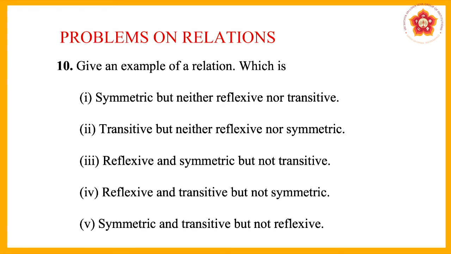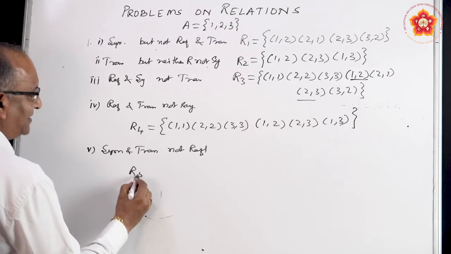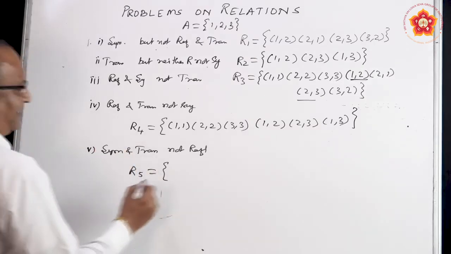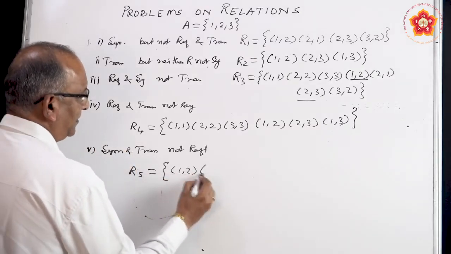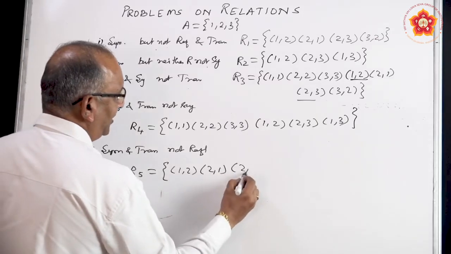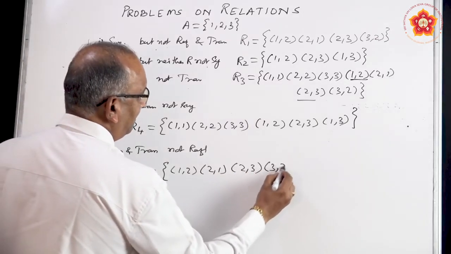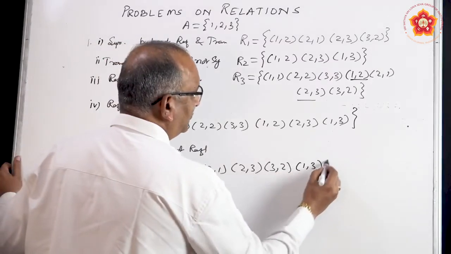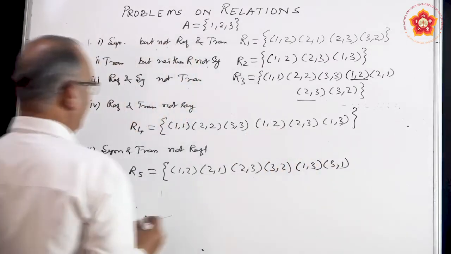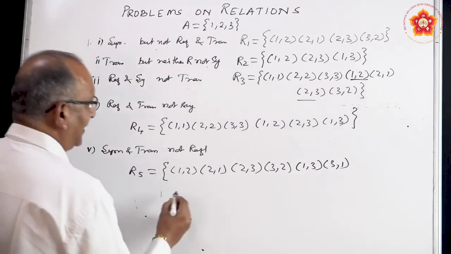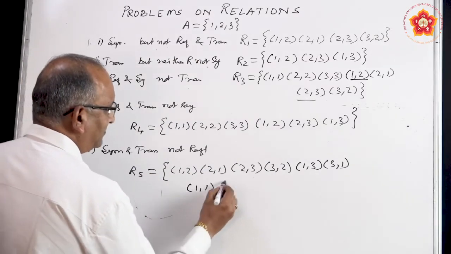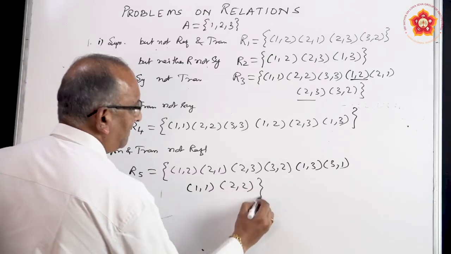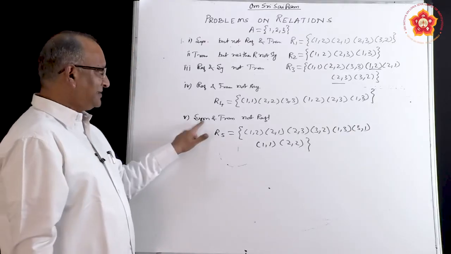Not reflexive. So write this as R5. Symmetric. So we can say (1, 2), (2, 1), (2, 3), (3, 2), (1, 3), (3, 1). Then let us say we also have (1, 1), we also have (2, 2). Look at this. It is symmetric.